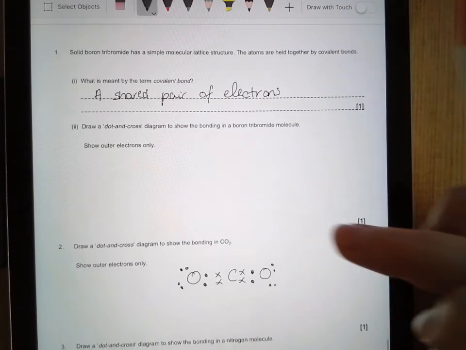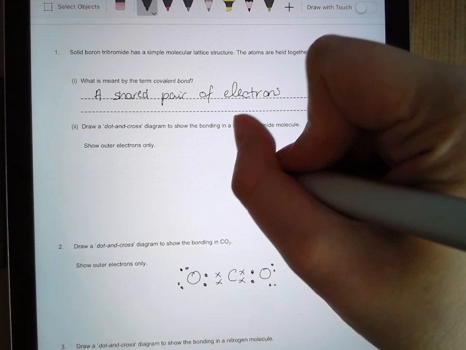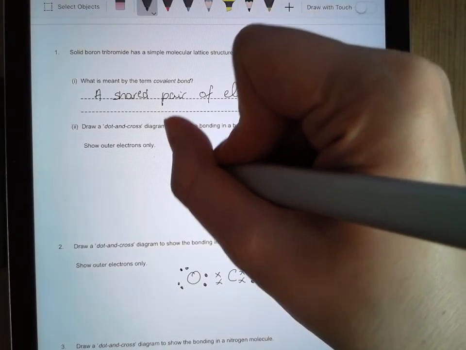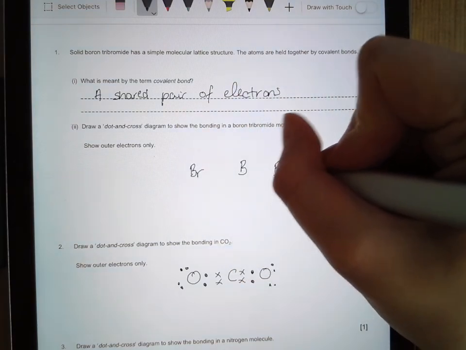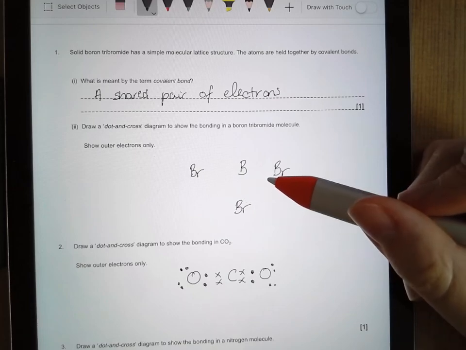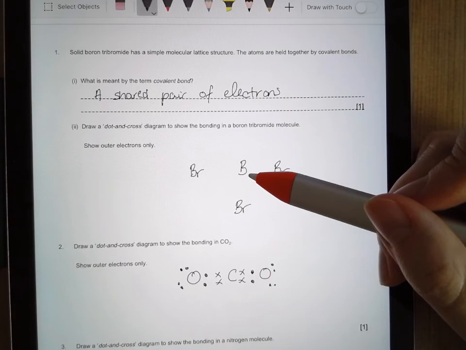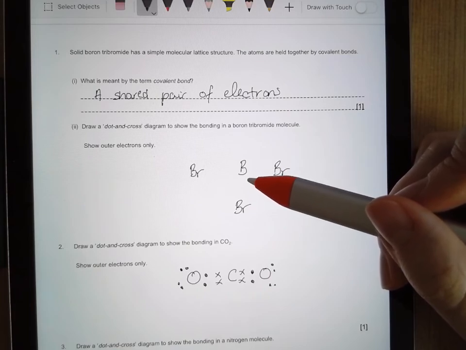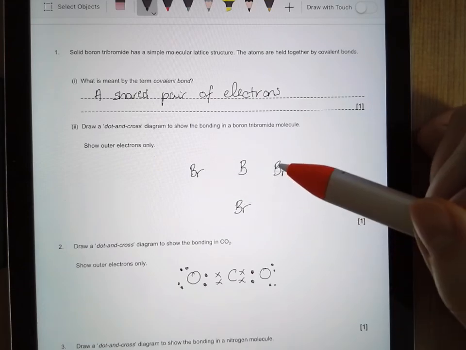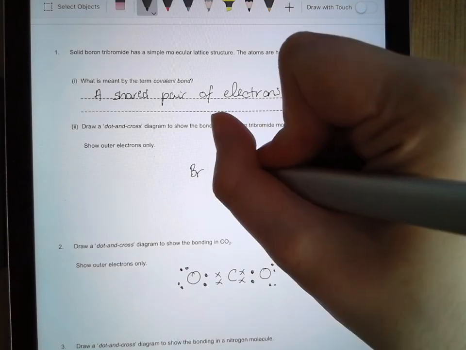The next question, you're asked to draw a dot and cross for boron tribromide. Boron tribromide tells me I've got 1 boron and I've got 3 bromines. When I'm trying to decide what type of bond I'm going to draw, am I going to draw a single, a double, or a triple? I look at boron, which I've got in the center. I know it's in group 3. It can only form 3 bonds. If it can only form 3 bonds and it's bonded to 3 atoms, then all of those bonds must be single. So I'm going to draw 1, 2, 3.